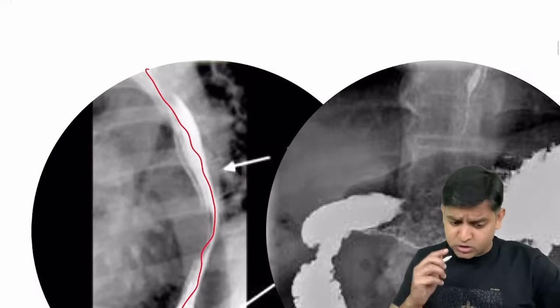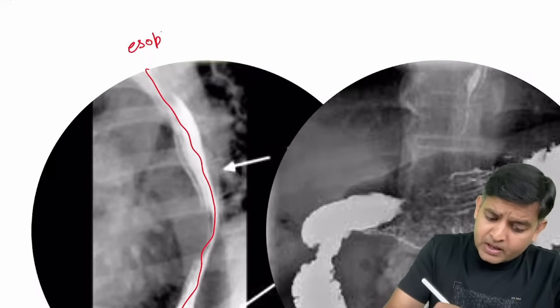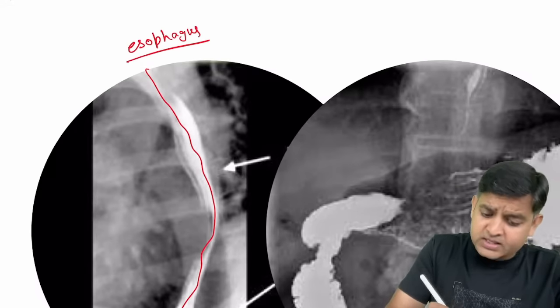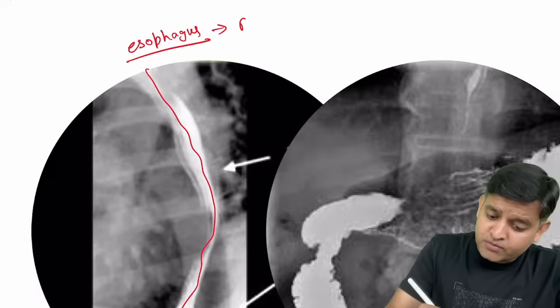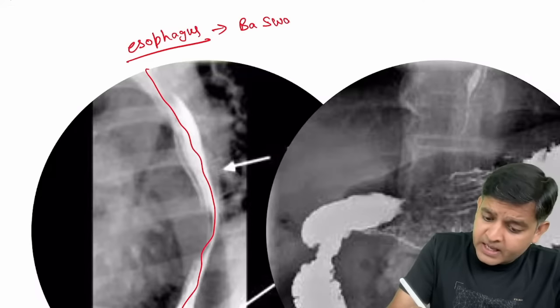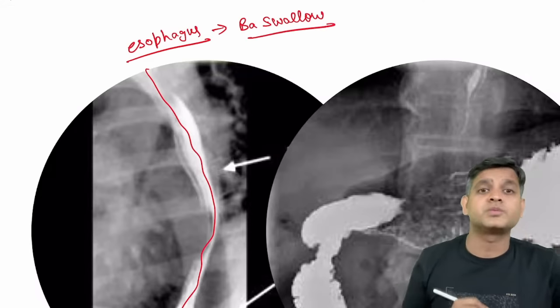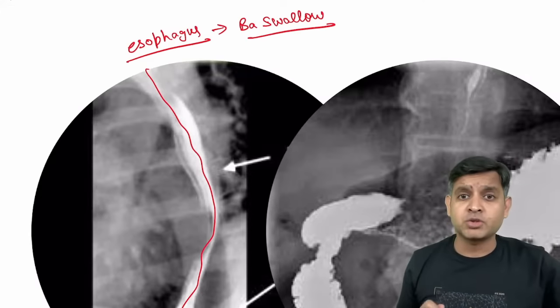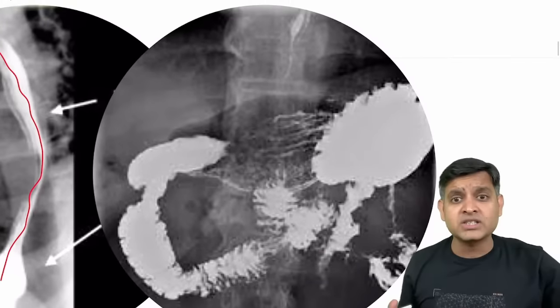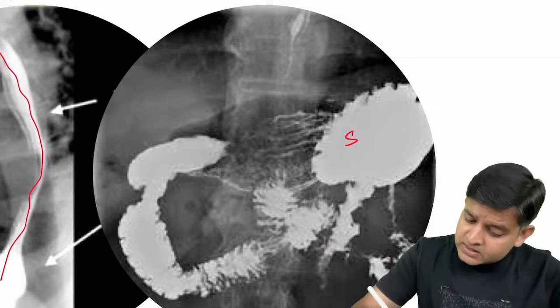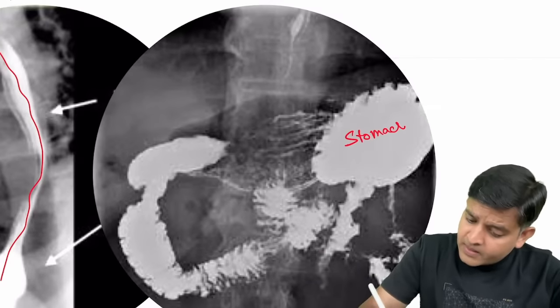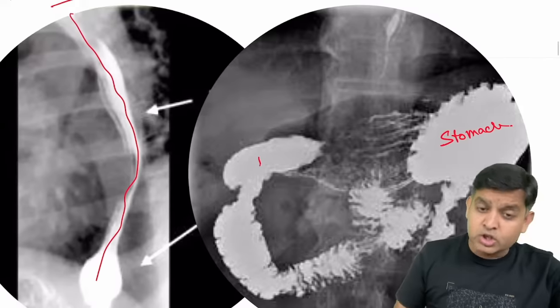And I will say, oh, this looks like an esophagus. Contrast is present in the esophagus. And if the contrast is present in the esophagus, what is the name of the study? The name of the study is barium swallow. Whereas, where is the contrast here? This is stomach. And this structure is duodenum.